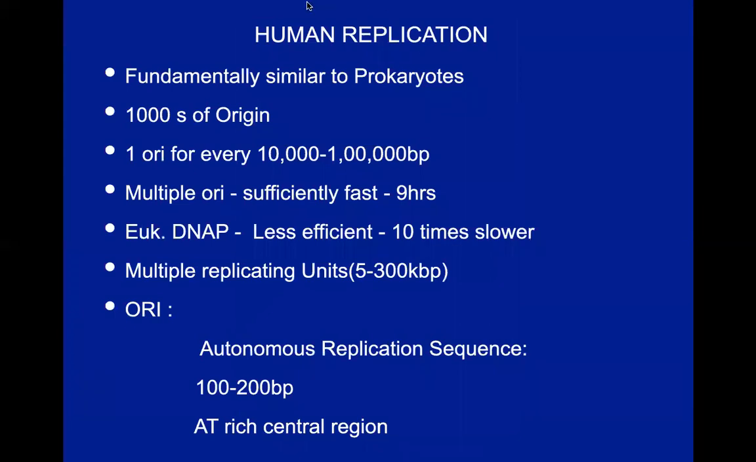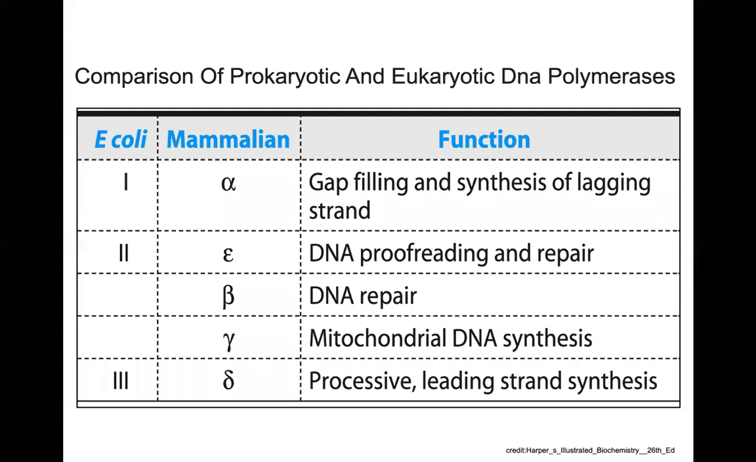Now in human replication, it is similar to prokaryotes, but with thousands of origins. What is the difference? Thousands of origins of replication, multiple origins of replication, so it is sufficiently fast, completed in 9 hours. Eukaryotic DNA polymerase is less efficient because it is 10 times slower than the prokaryotic, since it has proofreading capacity also. And multiple replicating units are there.